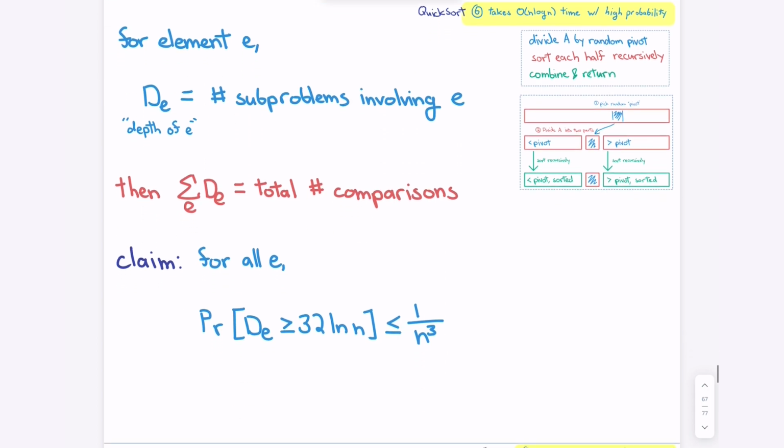All right, so the setup here is a little bit more intricate.